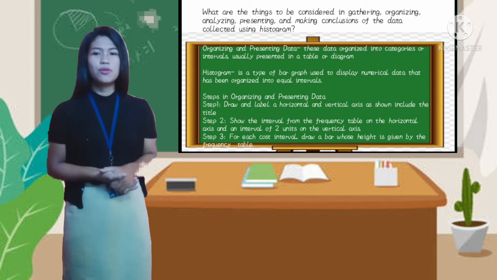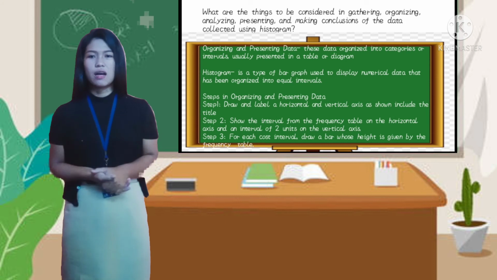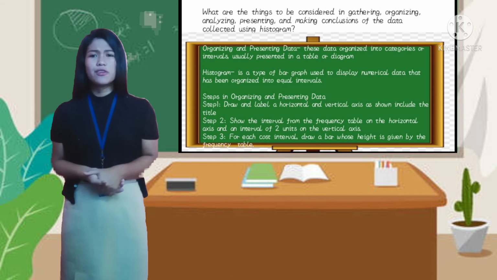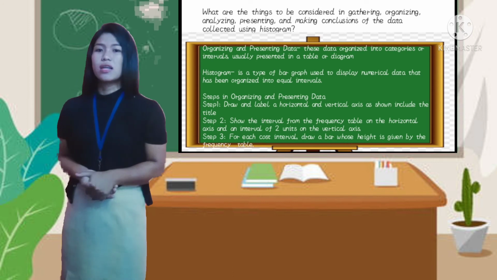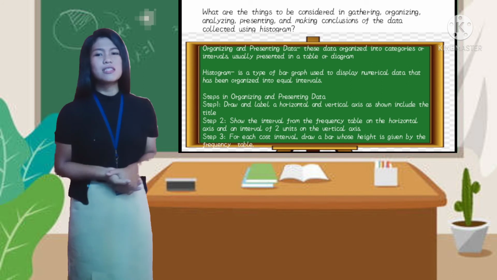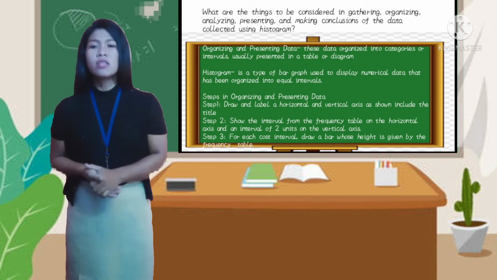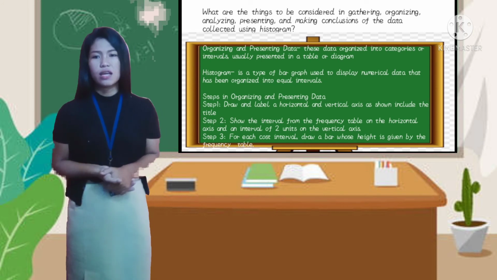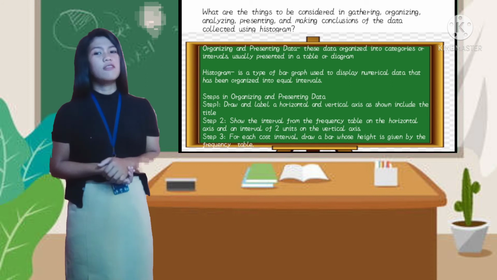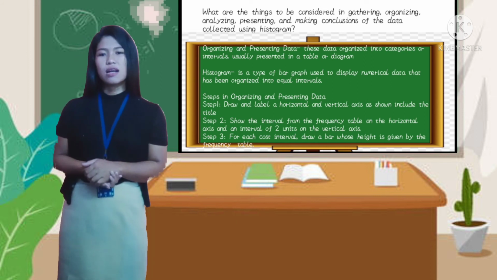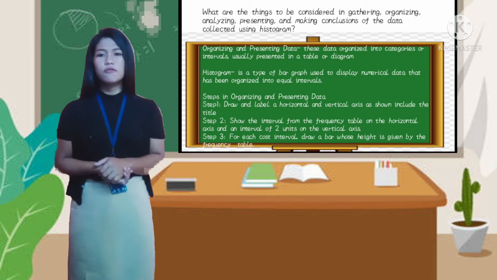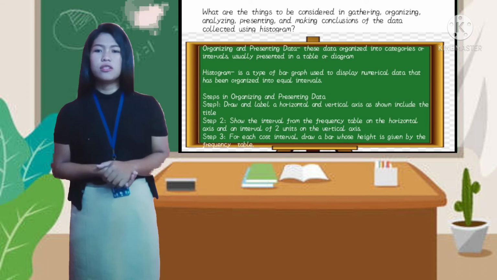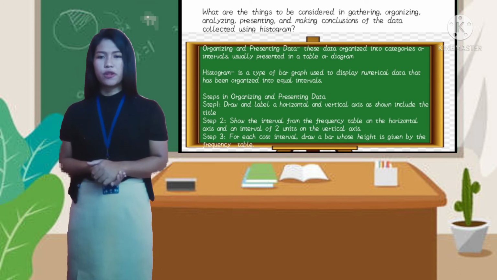These intervals allow you to see the frequency distribution of data, or how many pieces of data are in each interval. So let us learn also what are the steps in organizing and presenting data. There are 3 steps. The first step is draw and label a horizontal and vertical axis, and include a title. Step 2, show the intervals from the frequency table on the horizontal axis and an interval of 2 units on the vertical axis. Step 3, for each cost interval, draw a bar whose height is given by the frequency.